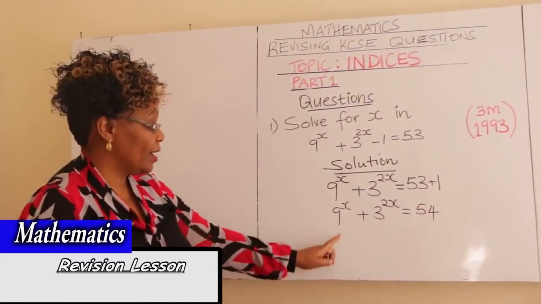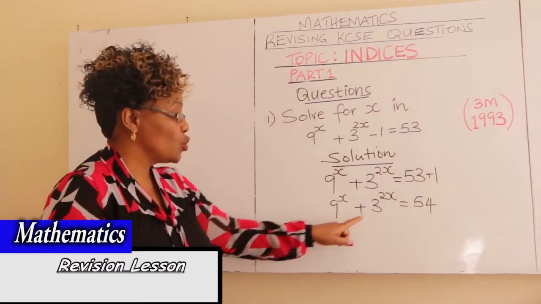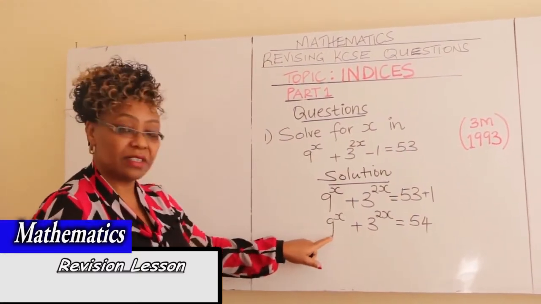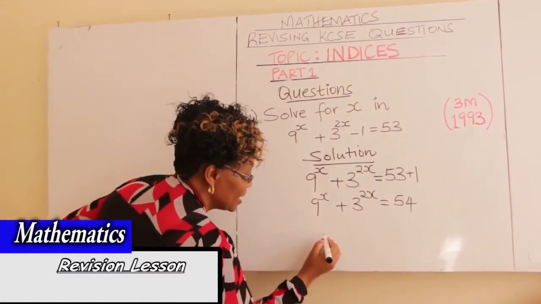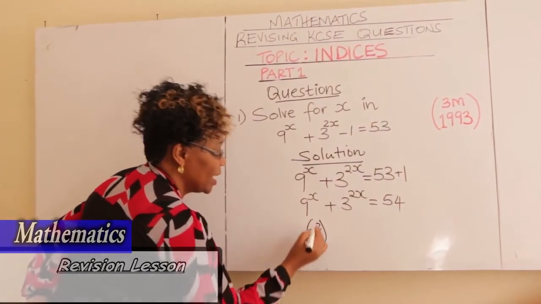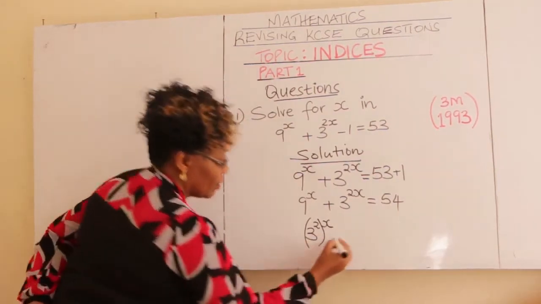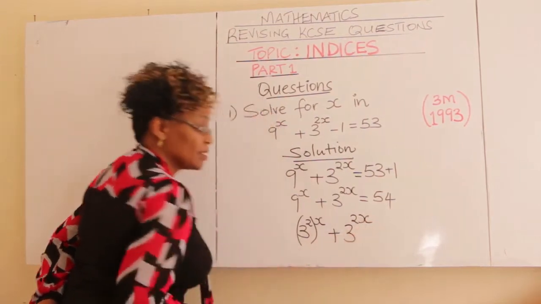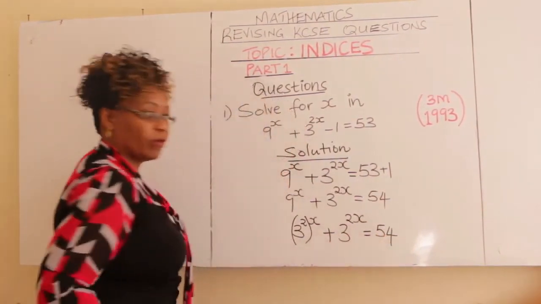From there, learner, come to these two terms and express them using a common base, base 3. So 9 is the same as 3 squared. That is our 9. And then it is raised to x. Then plus our 3 raised to 2x, which is equal to 54.